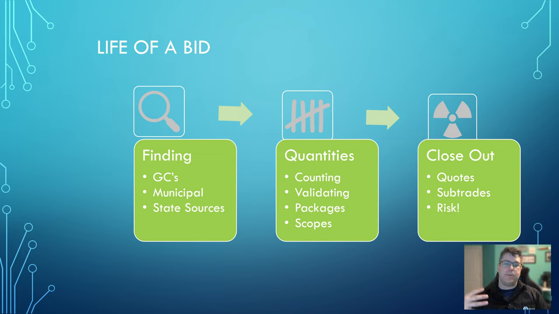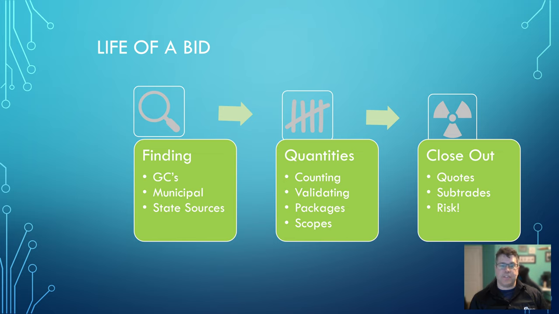Then we get into quantifying the estimate. So this is where you start the meat and potatoes of it. Putting together the counts, validating everything, doing your risk analysis, preparing the packages for quotes, getting your lighting out, getting your distribution out first thing. All of these bits and pieces take up a tremendous amount of time and effort as you start to get into an estimate. Identifying all the individual scopes and effectively ensuring that you're not missing anything and you engage the rest of the market in the estimate.